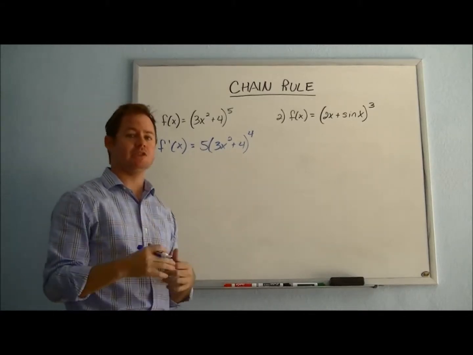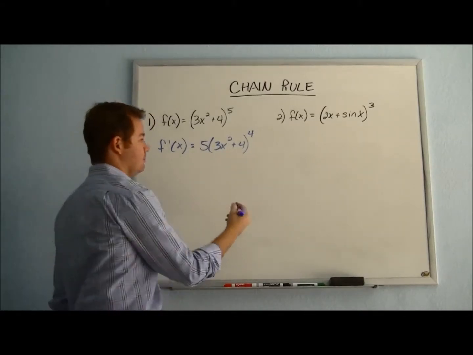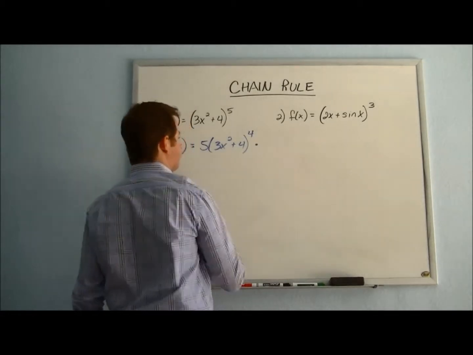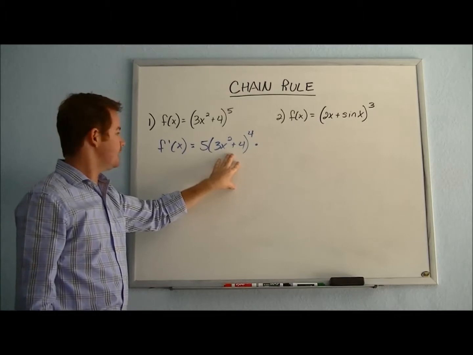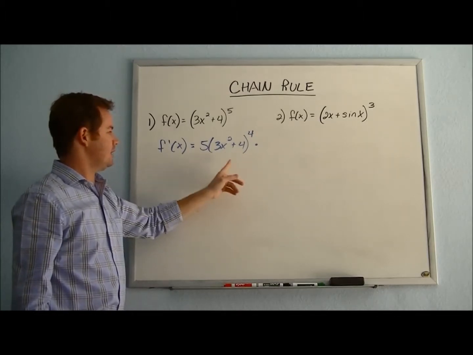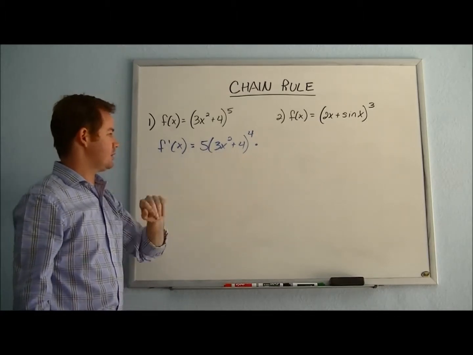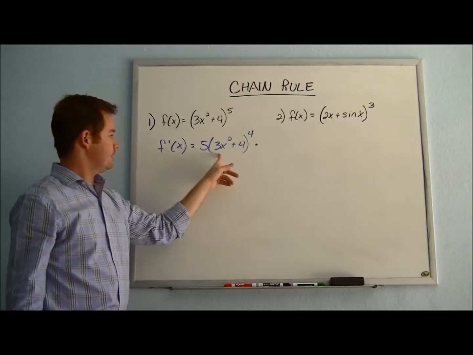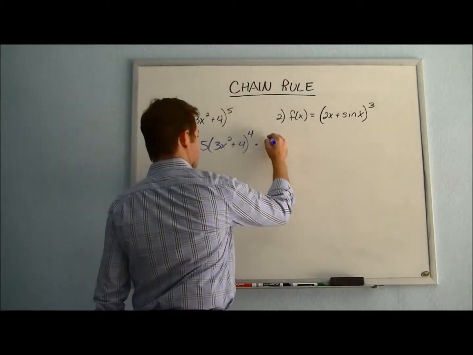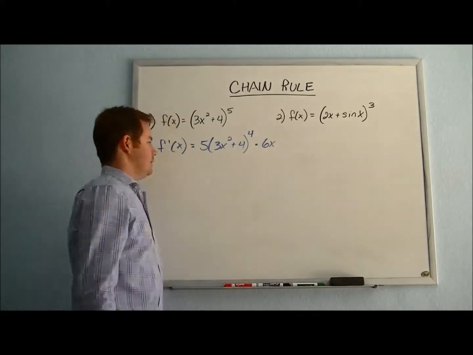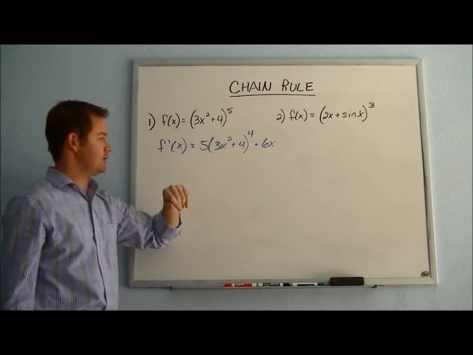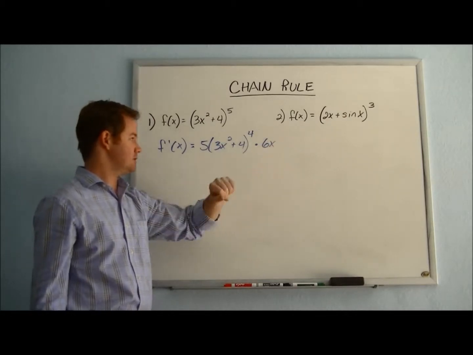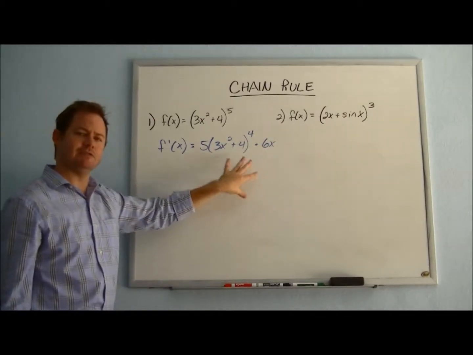And now to complete chain rule, we just have this one extra step where we're going to, after we've done that part, multiply by the derivative of the inside. Multiply by the derivative of the inside. So the derivative of this expression, 3x squared plus 4, is just going to be 6x. The derivative of 3x squared is 6x by applying power rule. Multiply 2 times 3 and reduce the exponent by 1. So we get 6x to the first. And that's it for chain rule.